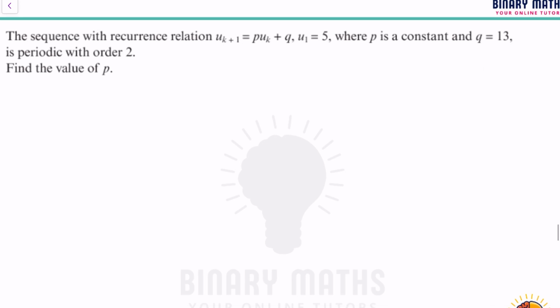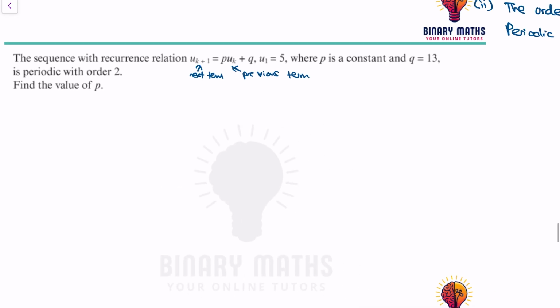The sequence with the recurrence relation U sub K plus 1, which is the next term, is equal to P times the previous term plus Q, where U1 is equal to 5, P is a constant and Q is equal to 13, is periodic with order 2. Find the value of P. So that means, let's rewrite it because we know what Q is. So U sub K plus 1 is equal to P times U sub K plus 13. So we do know that.